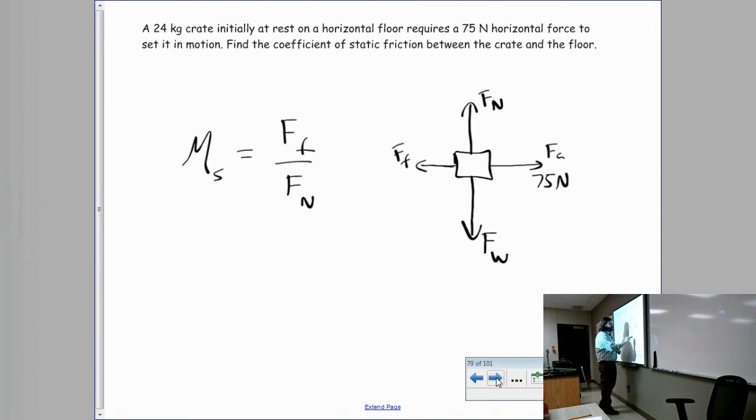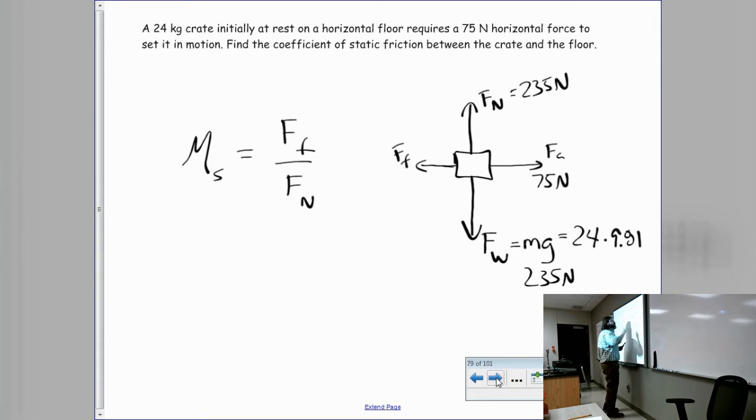The weight is related to how much gravity is pulling it down, and so that would be mass times gravity. It does give us the mass in the problem, which is 24 kilograms, and we do know gravity as well, so we can figure out the weight of this object. We know that the normal force is equal to it, so 24 times 9.81 is 235. So we have 235 newtons down from the weight. That means we have 235 newtons back up.